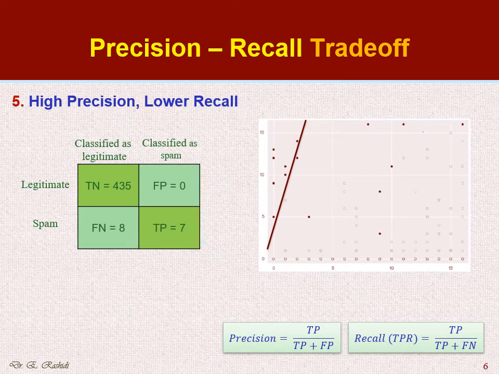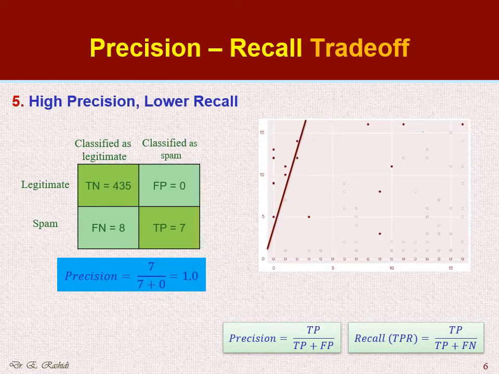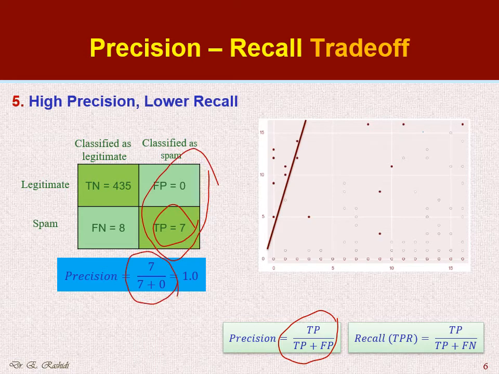This is the new table, the false positive, true negative, etc. So if you compute the precision here, it would be using this formula. True positive is 7, divided by true positive plus false positive. It would be 7 divided by 7 plus 0, which is 100%. So we have 100% precision here.